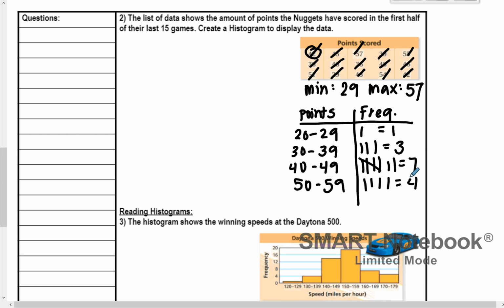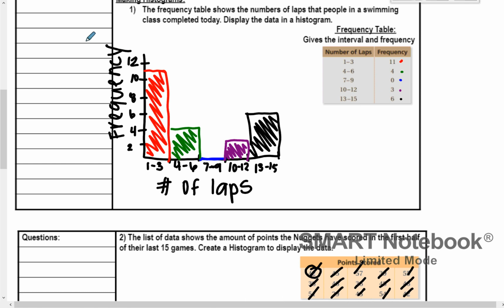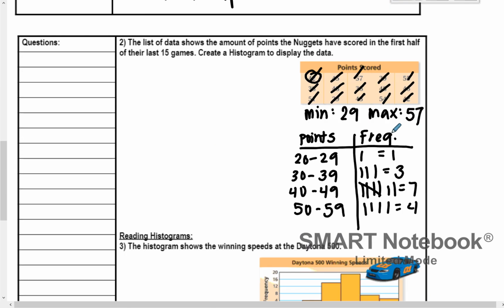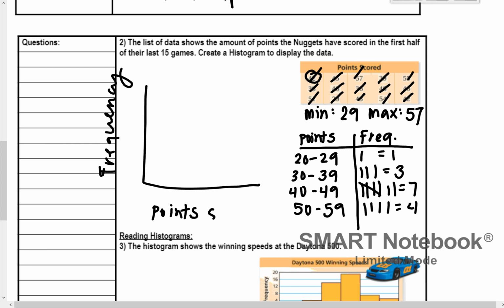All right. Now that we are done with our frequency table, we're starting right about where we started for this one. So we want to start by making that L for the graph. We want to label our axes. So we have frequency. And then down here we have points scored. We want to label those intervals.